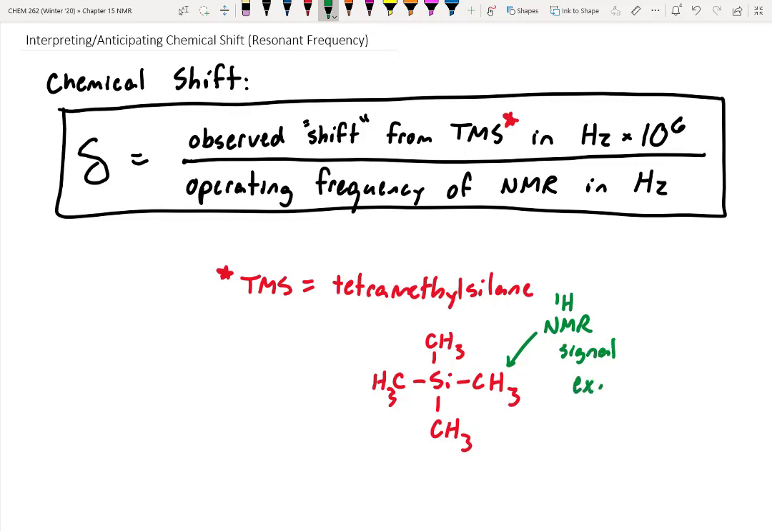So that's kind of our internal standard, meaning how far away are our peaks from that internal standard. All right, then the other thing too is what units are we really looking at here? Does anybody remember the units that we're looking at with NMR? It's not unitless. It's kind of weird. It's called part per million.